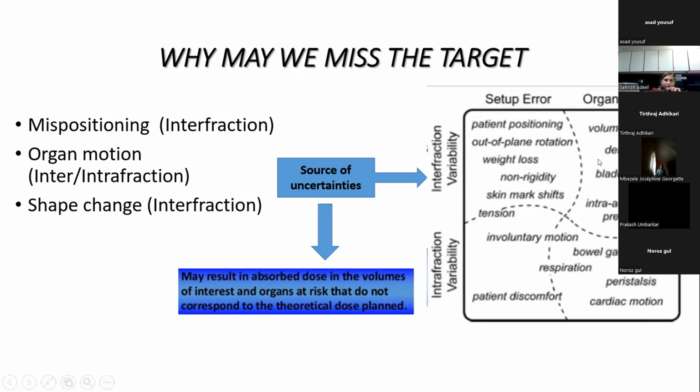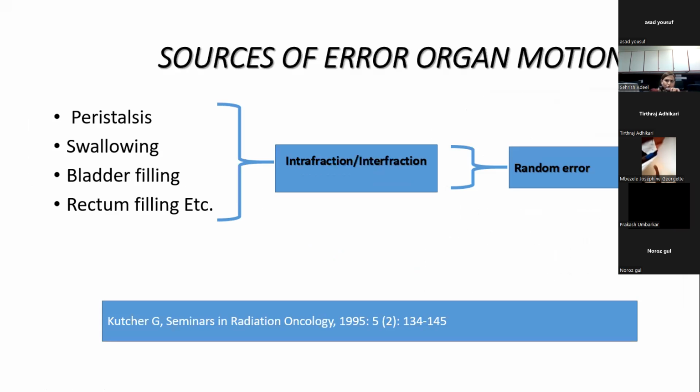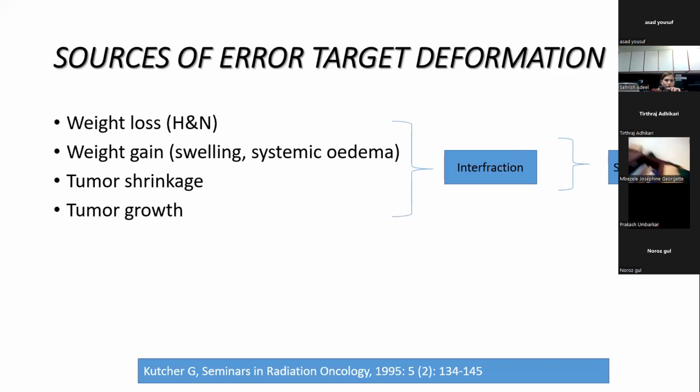Similarly, intrafractional variability can come from motion like bowel gas motion, peristalsis, cardiac motion, or the lung motion. So the sources of organ motion error are peristalsis, swallowing, bladder filling, rectum filling. These can be intrafractional or interfractional, and they are the random errors that blur the doses around the CTV. The sources of error from target deformation, like weight loss, weight gain, tumor shrinkage, or tumor growth, are the sources of systemic errors.